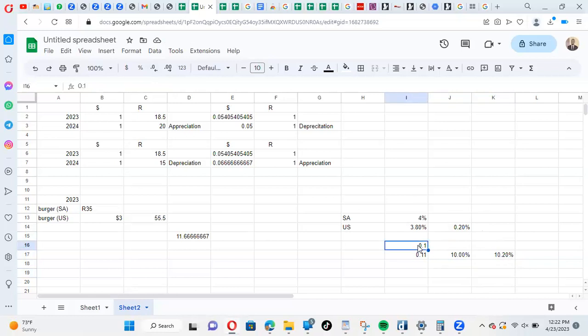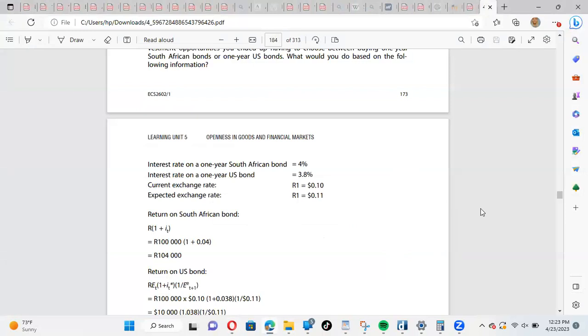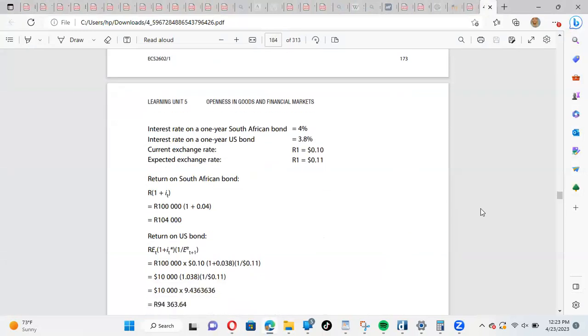So suppose this was a decline now. Instead of it going from 0.1 to 0.11, suppose the currency depreciated, say, to 0.09. You see how quickly things change. So you are going to lose out. Even though the SA bond is giving you a better interest, given the expected change in the exchange rate, you might want to go for the US bond, right? Because you get a negative return should you put your money in the South African bond.